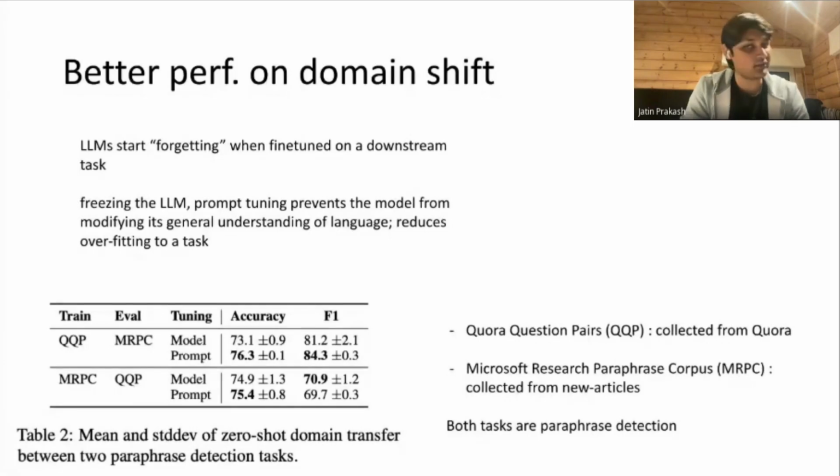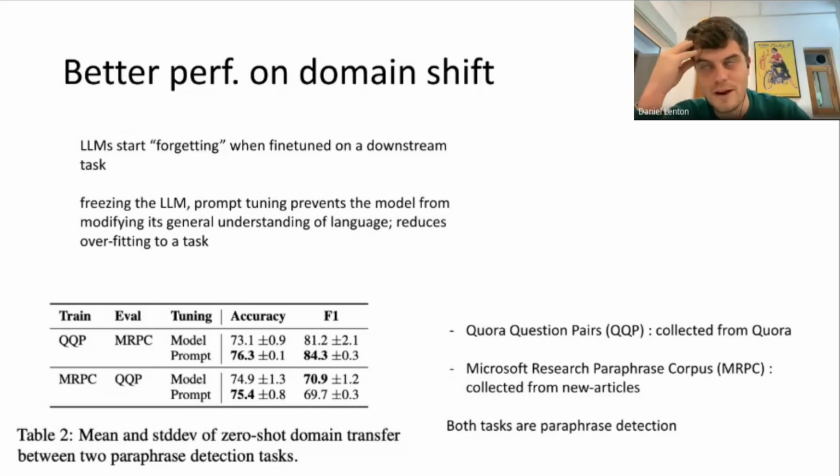So by freezing the core language model parameters, prompt tuning prevents the model from modifying its general understanding of the language or the tasks that it's been trained on. Yeah, it's like a form of regularization, because whenever you train on a really small data set, you have a huge risk of overfitting. Exactly.